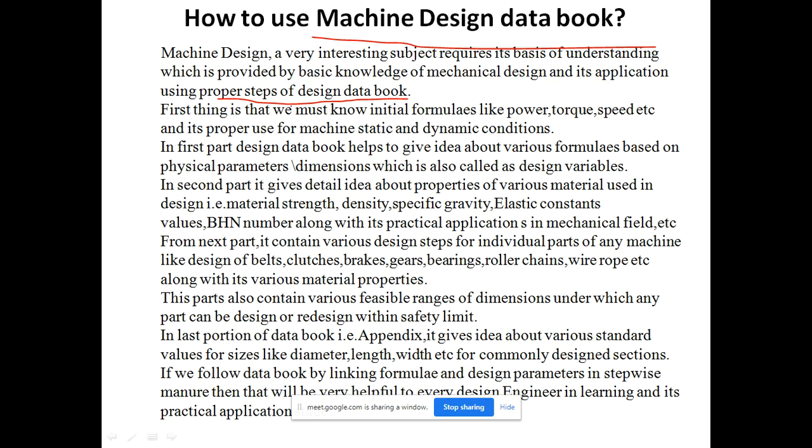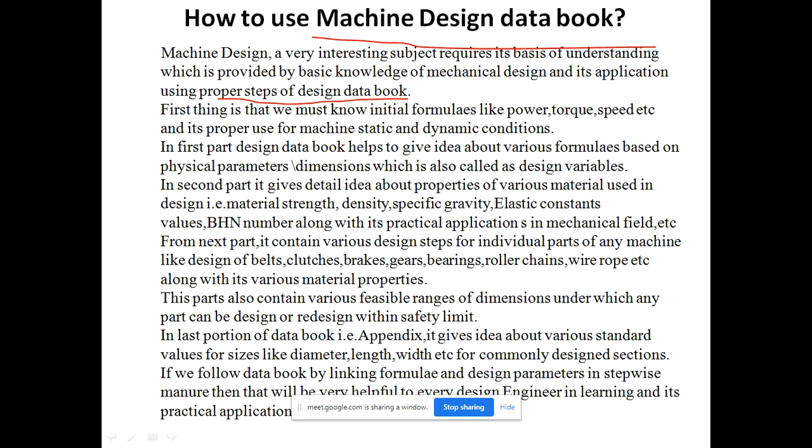The first thing is that in the design book you get some idea about the machine design procedure and its applications, like whatever materials you can select to design and manufacture any mechanical item, what the design methodologies are, and what the different applications are.